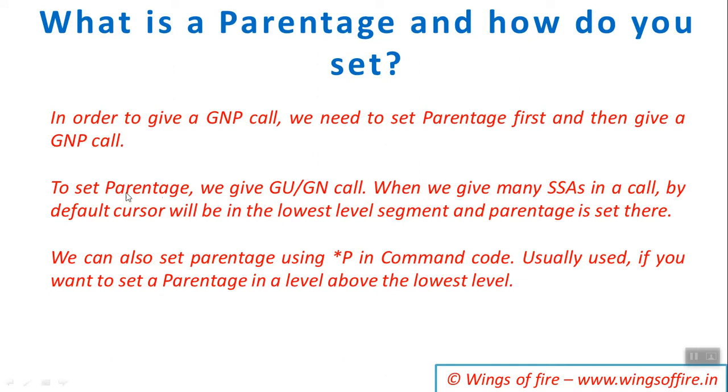So in order to give a GNP call, we need to set parentage first and then give the GNP call. If we don't set parentage, you'll get a GP status code. To set parentage, we give a GU or a GN call. When you give many SSAs in a call, remember, by default the cursor will be in the lowest level segment. Parentage is set only in the lowest level segment if you have multiple SSAs. We can also set parentage using command code *P in a call. And the command code is used in the 9th and 10th position in an unqualified or a qualified SSA.